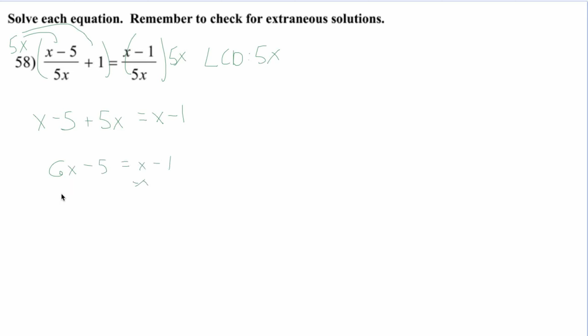Let's subtract x from both sides and add 5 to both sides. This is 5x equals 4. Divide both sides by 5 and you get 4/5. Does this make the denominator equal 0? Nope. So that's our answer.